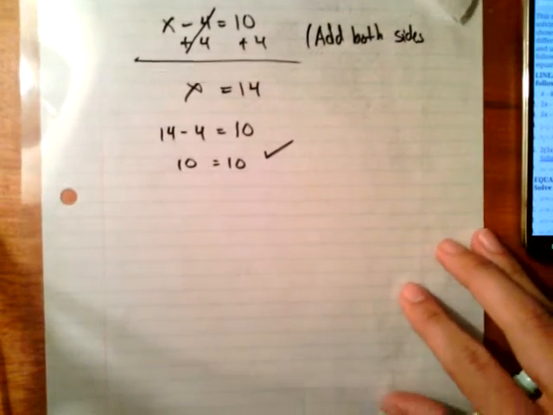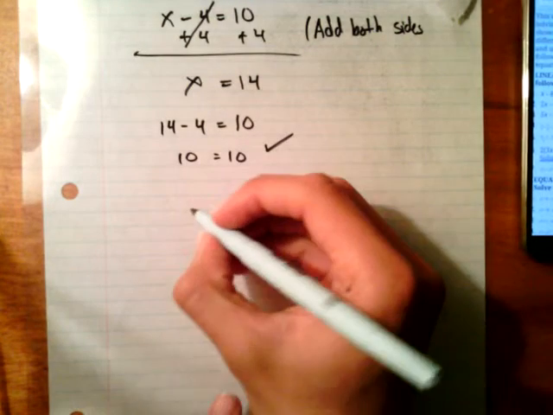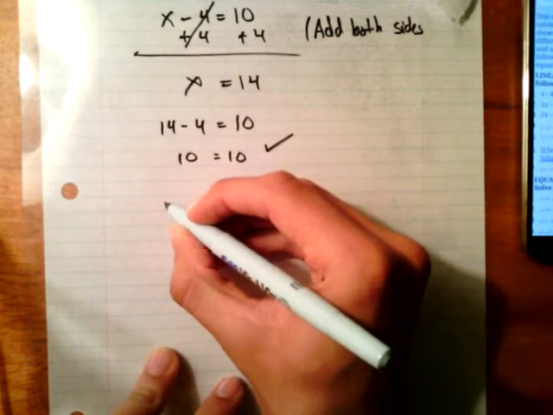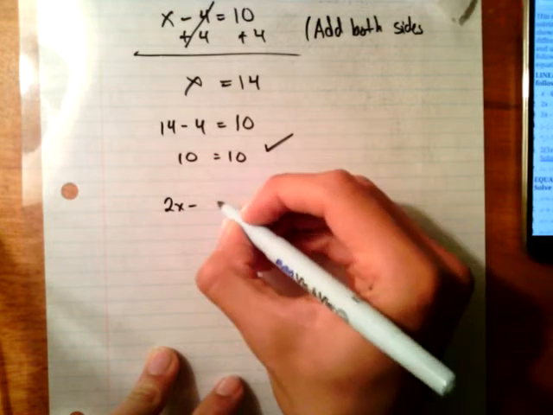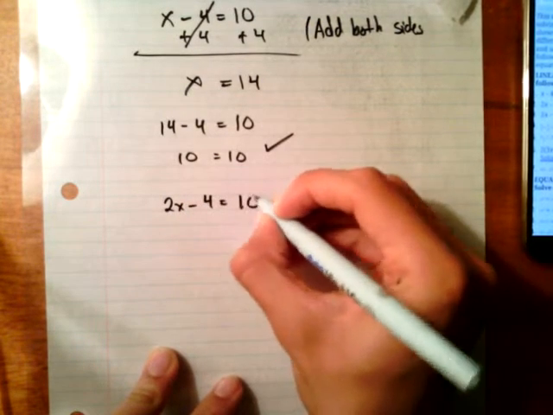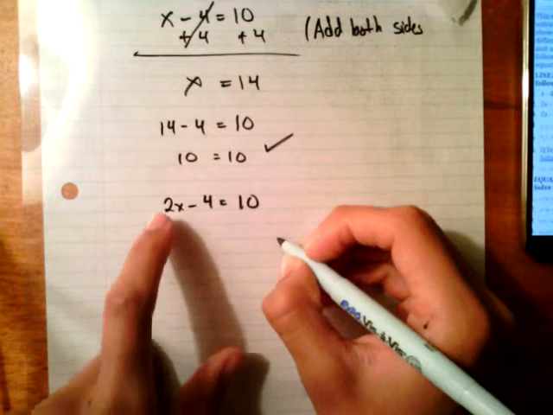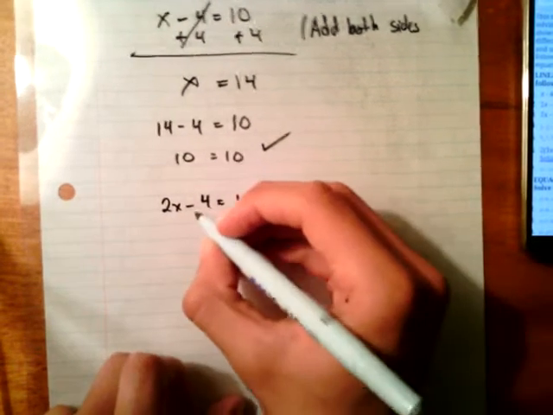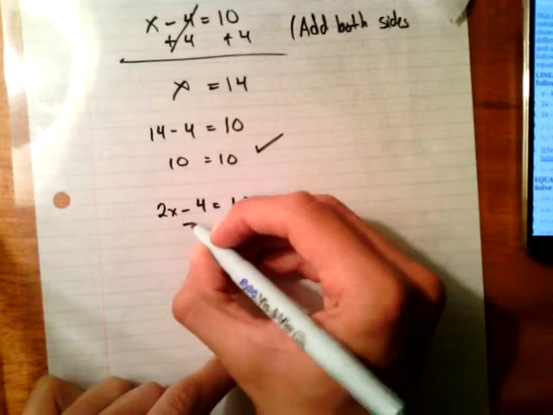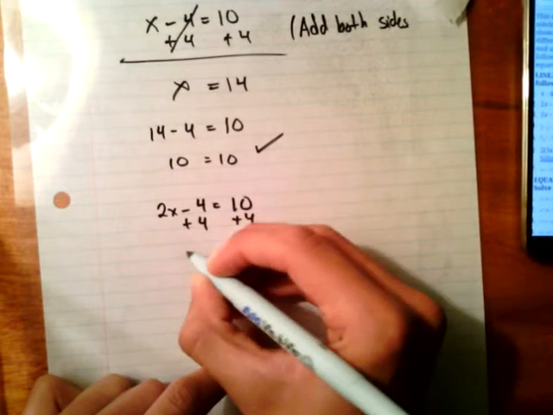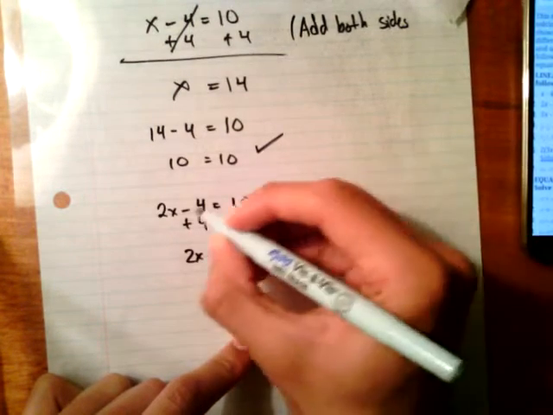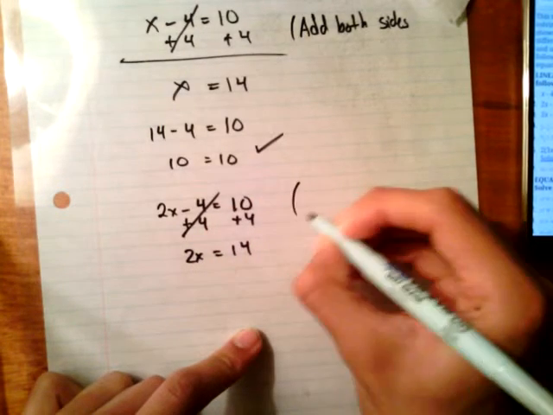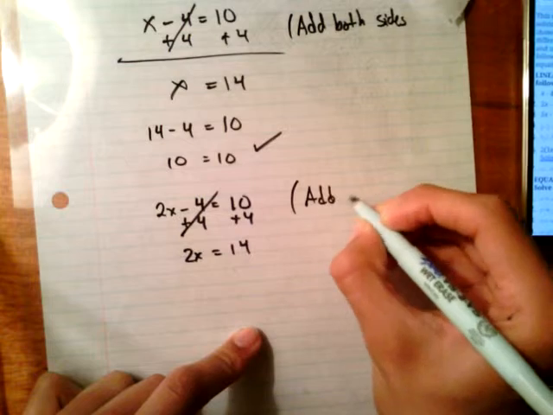Now next, we'll look at a similar example, but instead we'll have a coefficient in front of our variable. So we have 2x minus 4 is equal to 10. So yet again, the goal is to isolate x. So we'll begin by adding 4 to both sides. See that this cancels out, and we have 10 plus 4 is 14. So we added both sides.